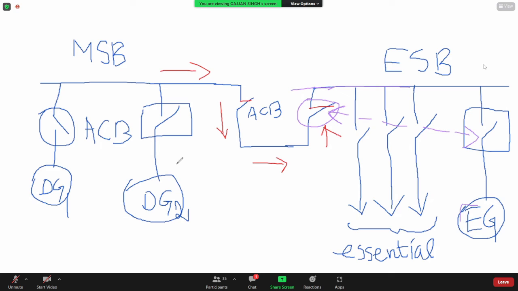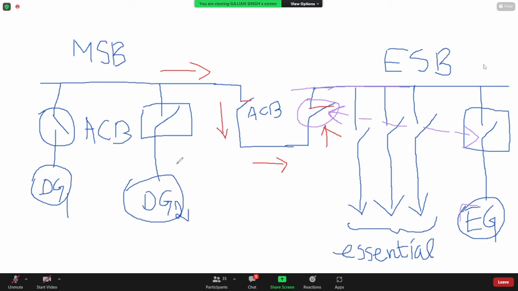And on a merchant ship, neutral is not grounded. Okay, can anybody reply in one sentence why neutral is not grounded on a merchant ship? Sir, it will get tripped. And then the steering will not be.